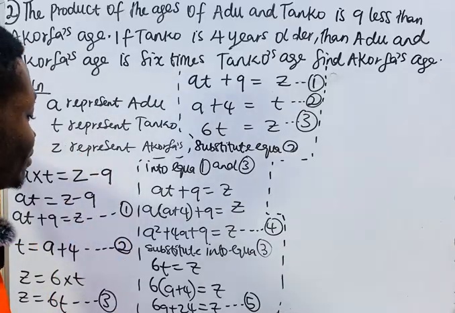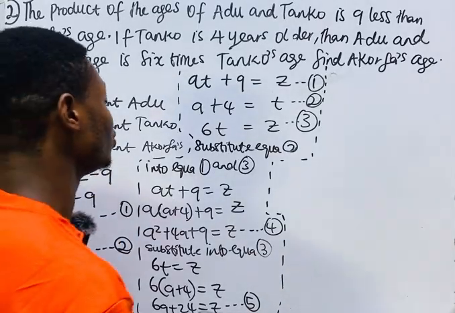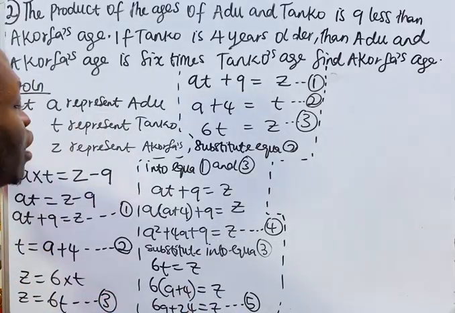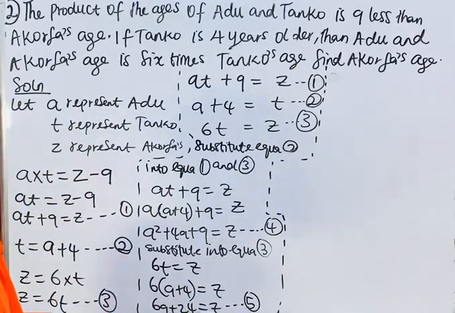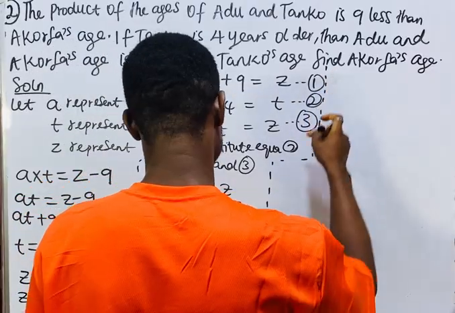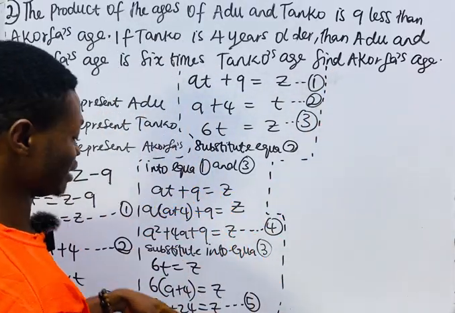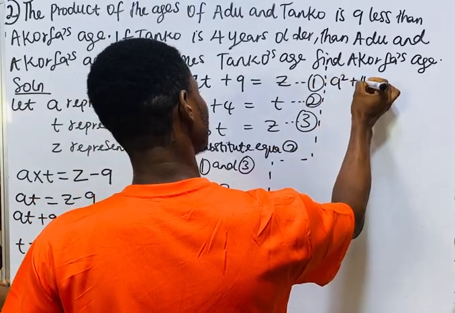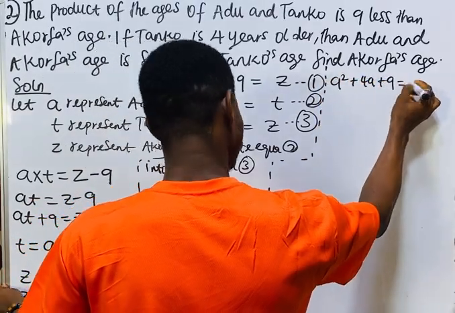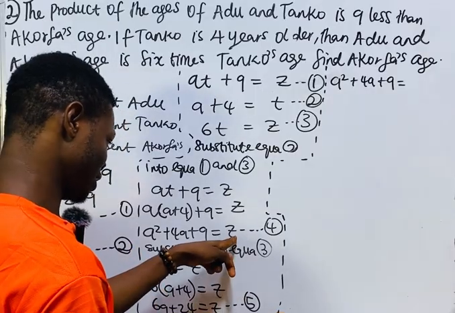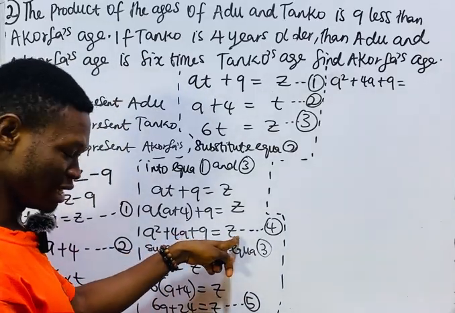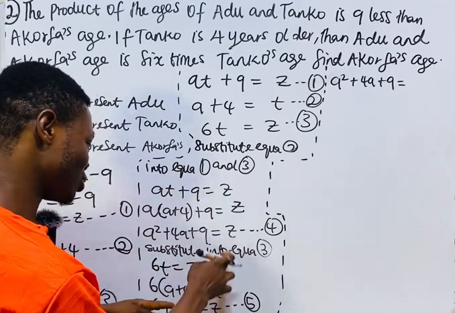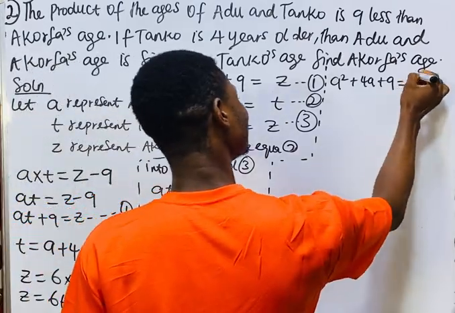So now, what are we going to do next? Since we have z in equation 4 and z in equation 5, we do what is called comparison. We are going to compare the two. We say that this z equals this z, so a squared plus 4a plus 9 is equal to z. This thing is equal to z. And we also have another z here, so let's substitute this z with the z we have here.